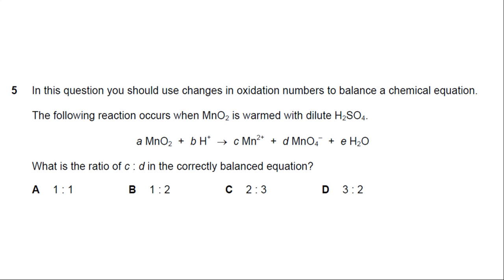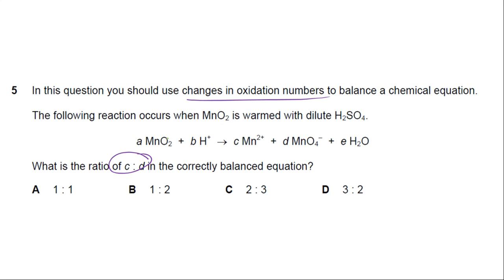Question number 5. In this case, you should use changes in oxidation numbers to balance a chemical equation. What they're asking for is the C to D ratio. Whenever you have a redox reaction in which a lot of electrons are being exchanged, the first thing you do is write down the oxidation states.